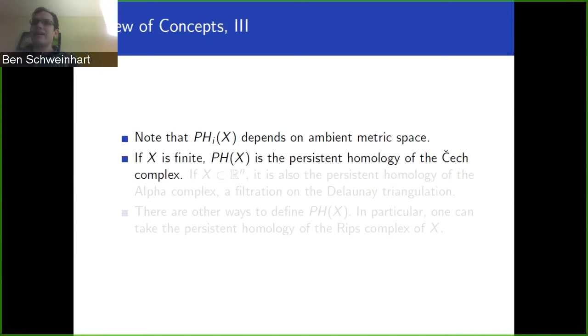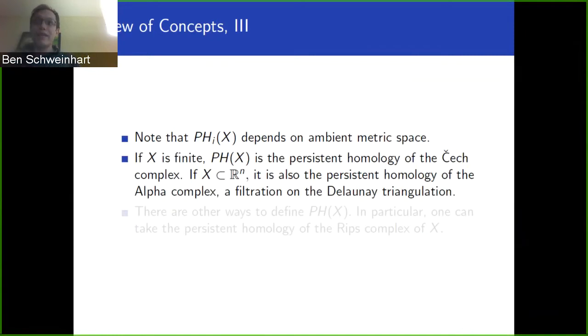If X is a finite point set, then the persistent homology as I've defined it is the persistent homology of the Čech complex, which I assume all of you are familiar with. And also, in the special case of X being a subset of Euclidean space, this is also the persistent homology of the alpha complex, which is a filtration on the Delaunay triangulation. So I'll be using this fact later to prove upper bounds for the persistent homology dimension.